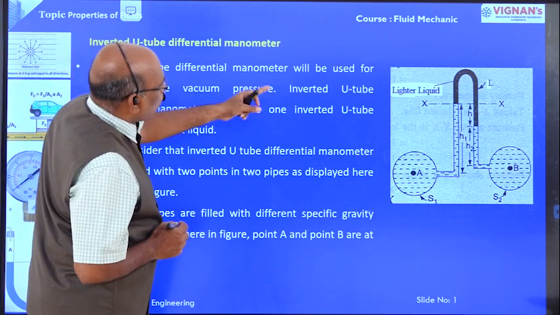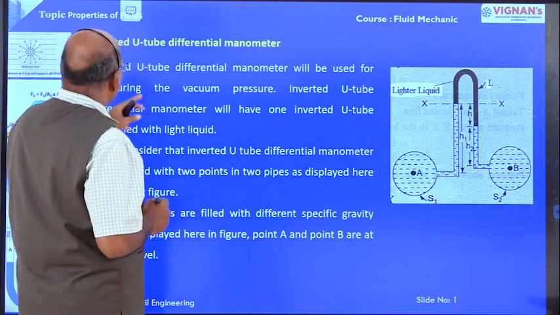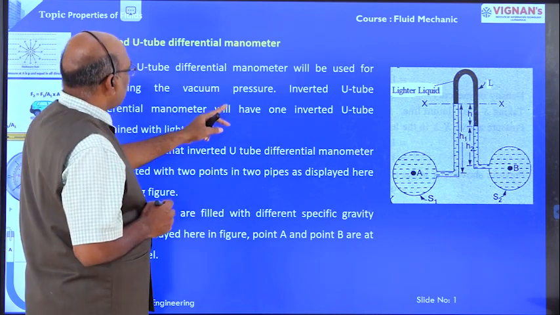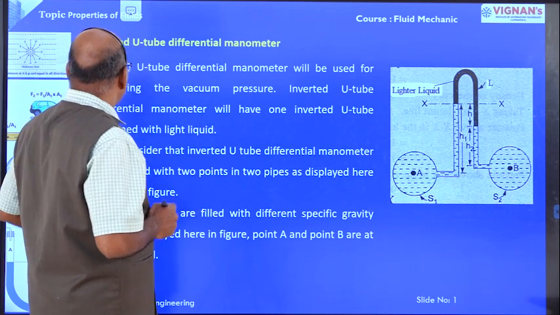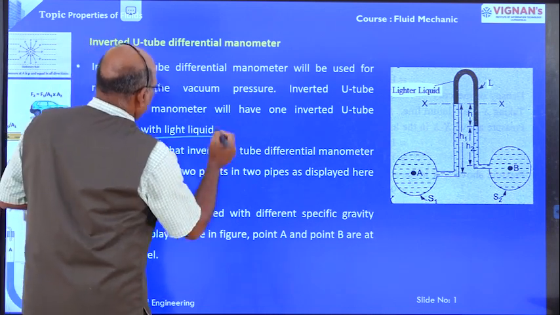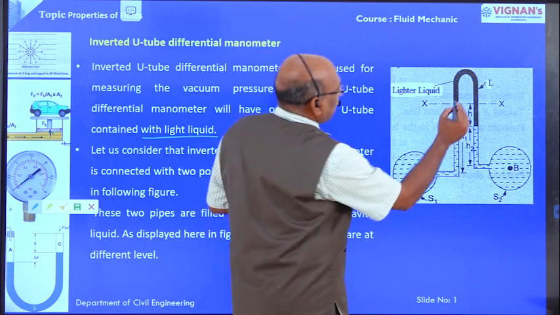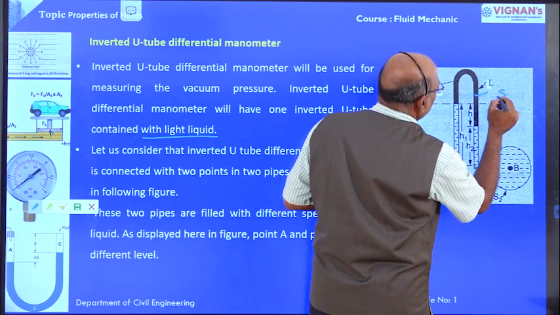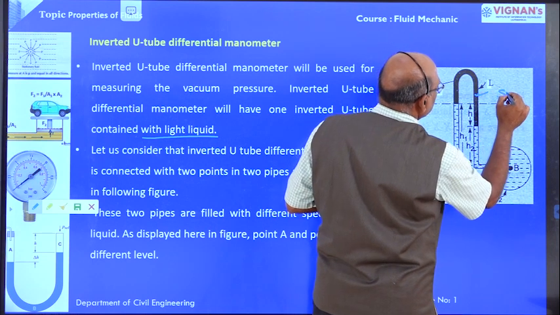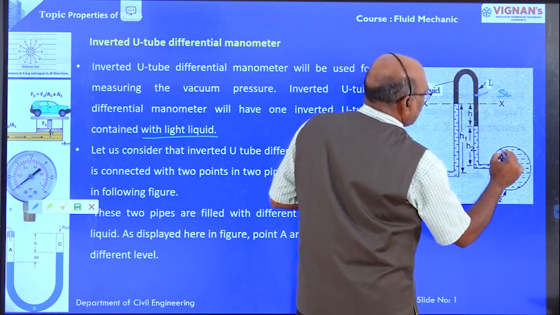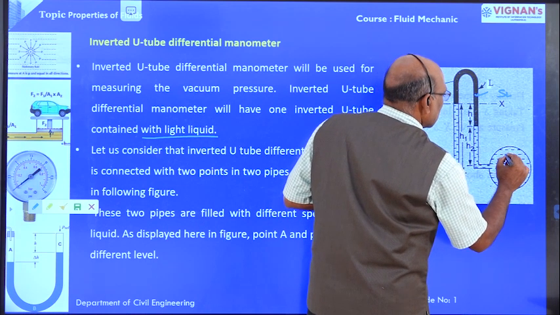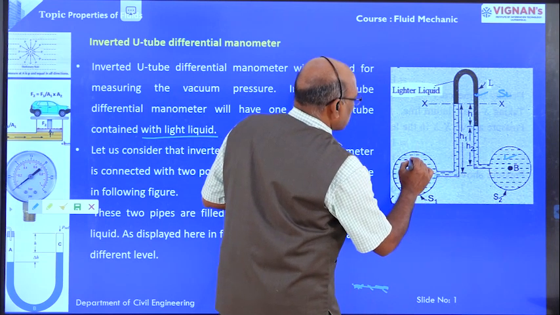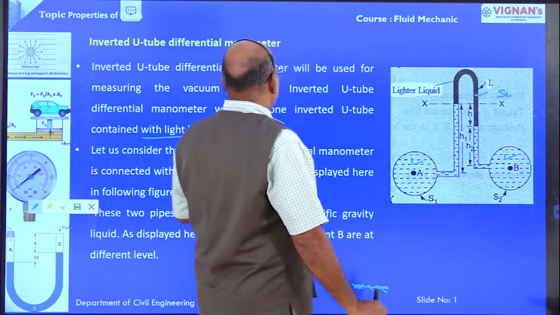Inverted U-tube differential manometer will be used for measuring the vacuum pressure. It has one inverted U-tube containing light liquid. That means the density or specific gravity of this manometer liquid is less than the density or specific gravity of the flowing liquid in B, and the specific gravity of the flowing liquid in A.